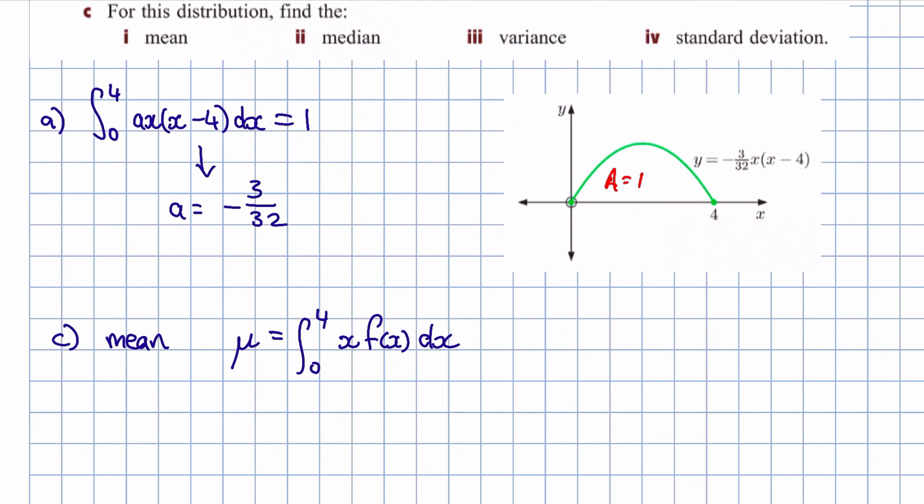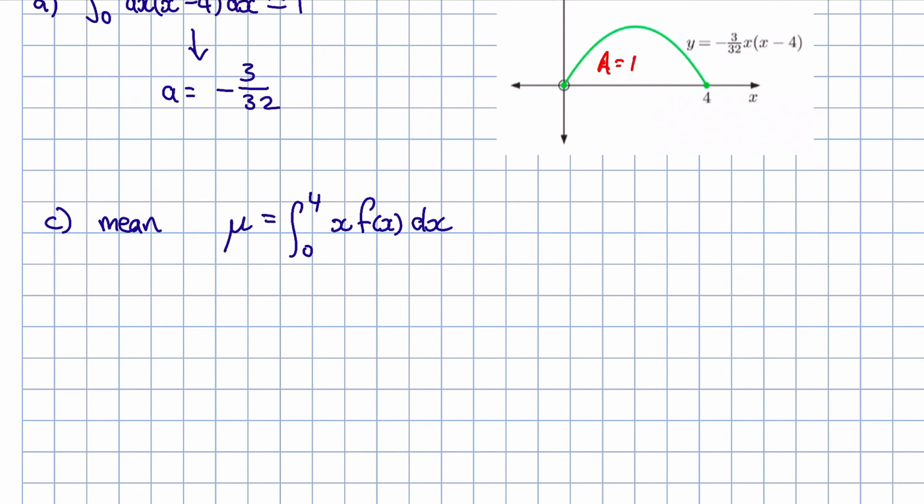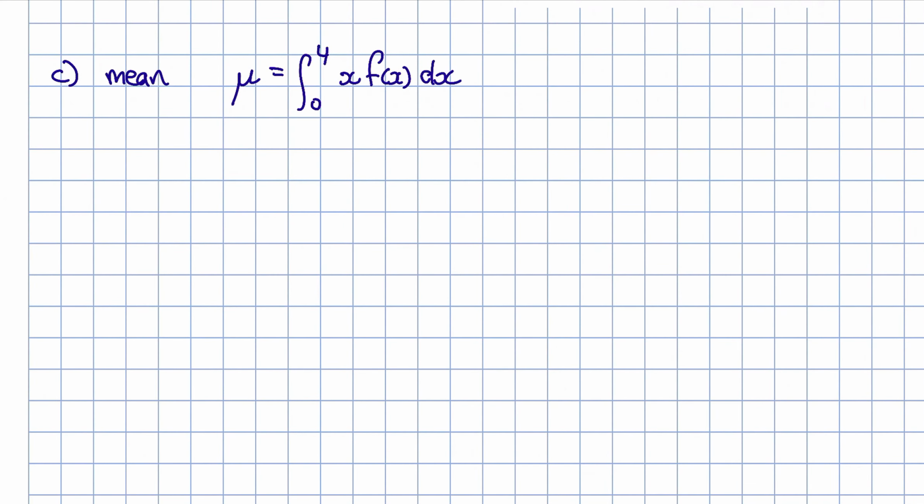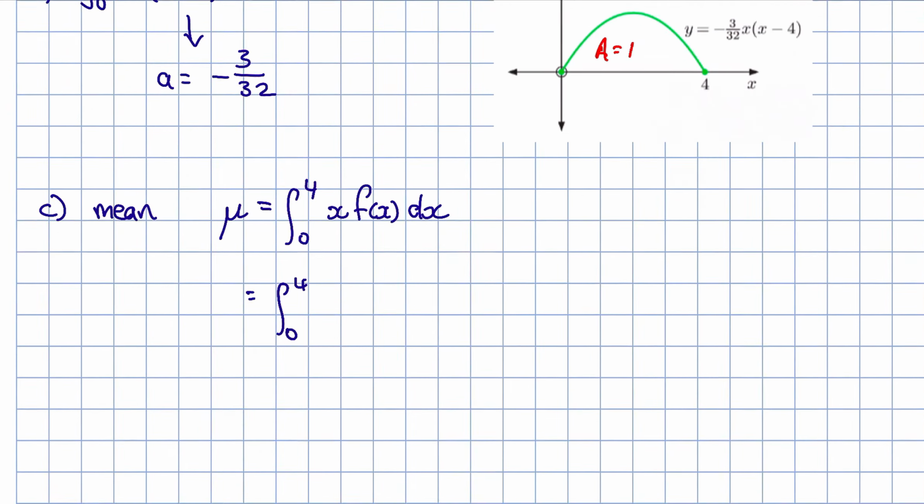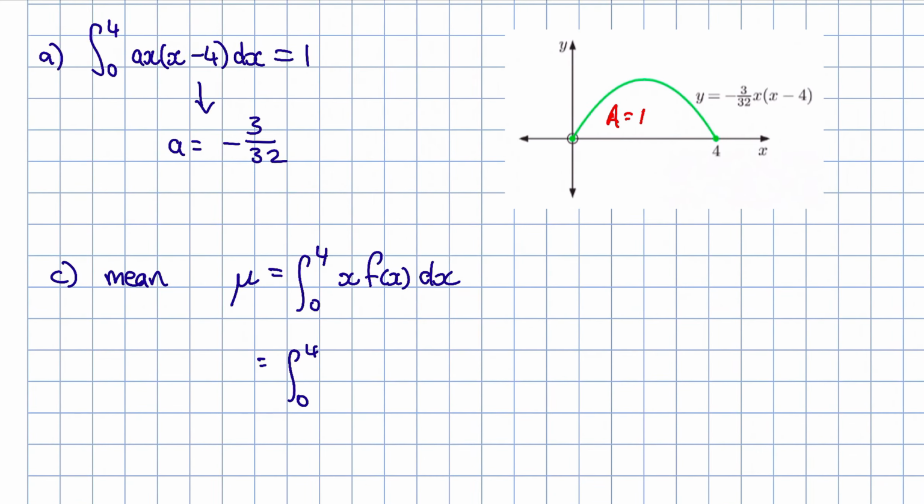So then just to go through the process a bit more slowly for finding the mean. I'm going to do the median. I'm going to leave the standard deviation. You can have a go at that yourselves. But finding the mean, I've written the formula in there. We know that it goes from 0 to 4 for this probability density function, and the function we are given is this function here, but we know what A is now. So it's negative 3/32, lots of x minus 4.